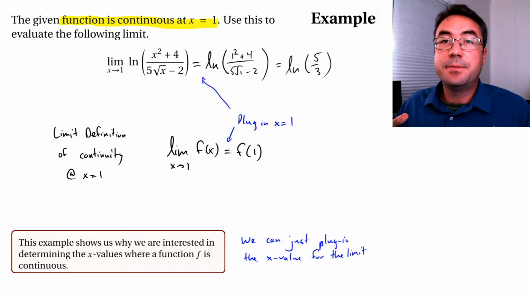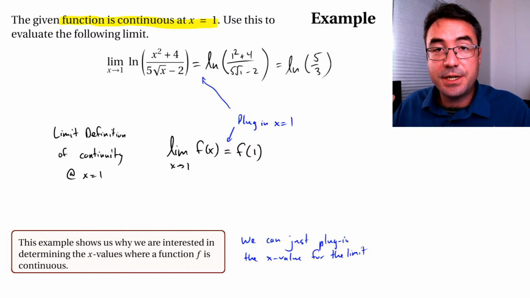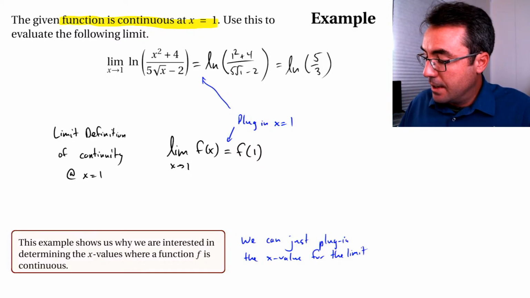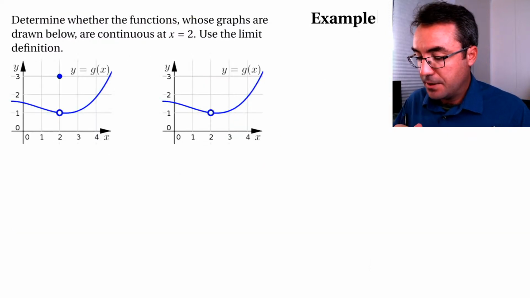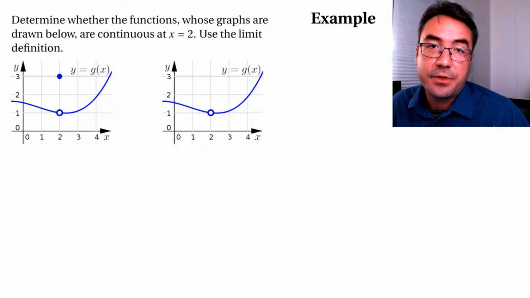So it's not always going to be the case. We're going to see functions that are not continuous, so you can't just plug in. But if we know a function is continuous, then we're good. We can just plug in. All right, so let's see some examples of what can go wrong with continuity.